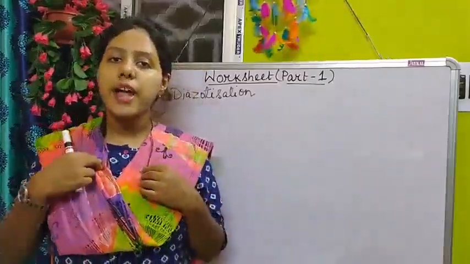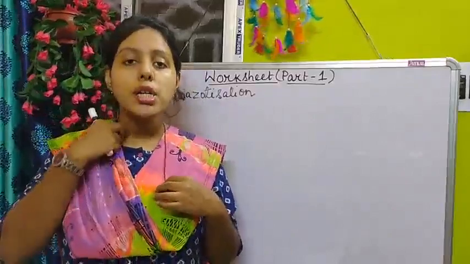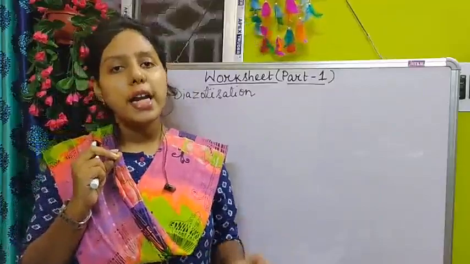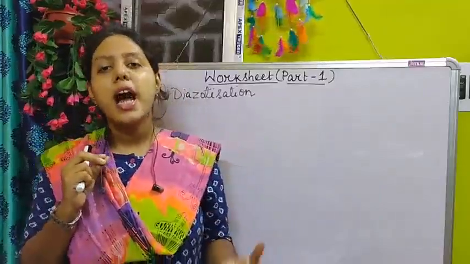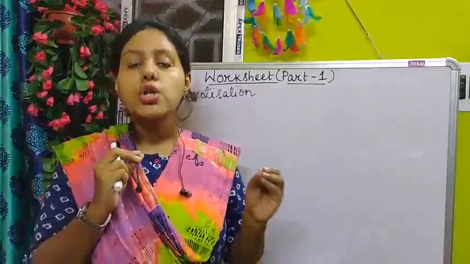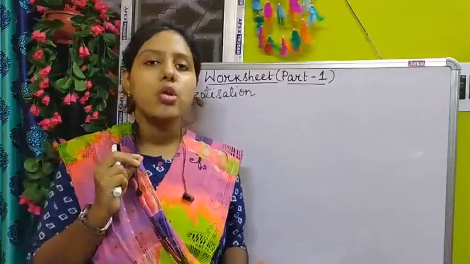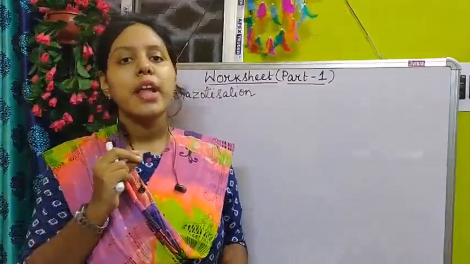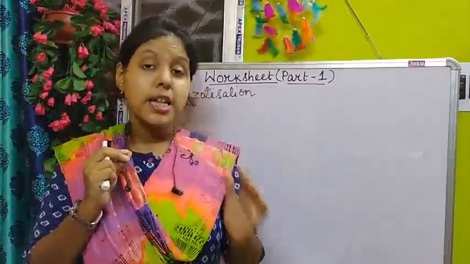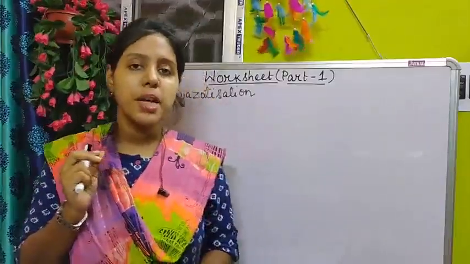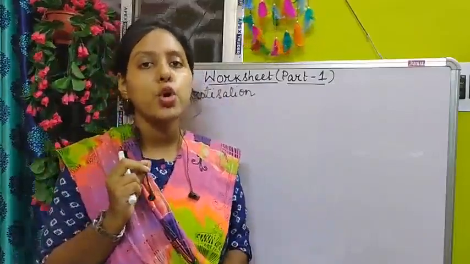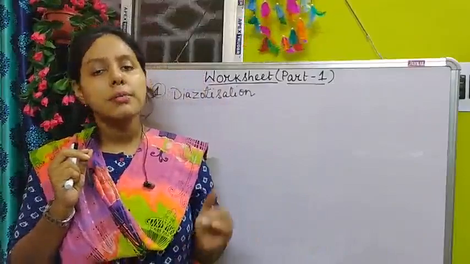In the diazotization reaction we take a cold solution of aniline, and then a cold solution of sodium nitrite and dilute hydrochloric acid has to be mixed with it at a very low temperature, that is 0 degree to 5 degree Celsius. At this temperature the aniline will be converted into benzene diazonium chloride.